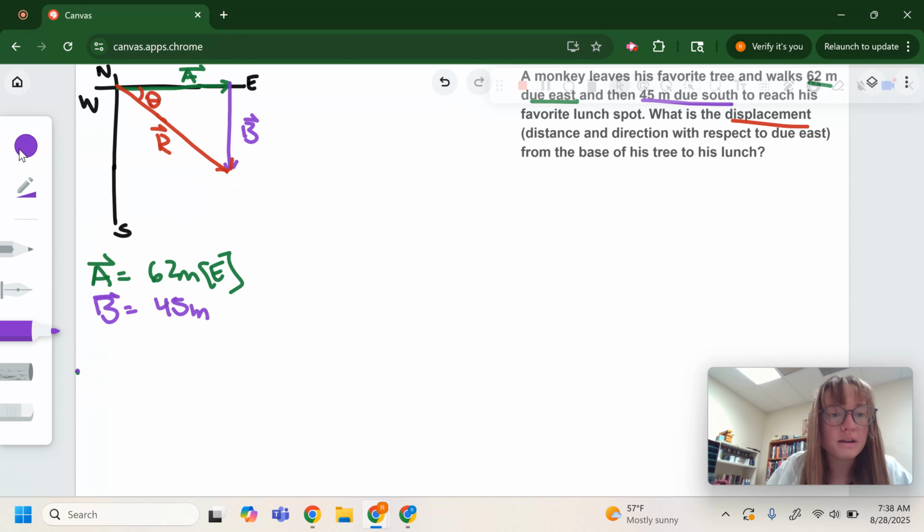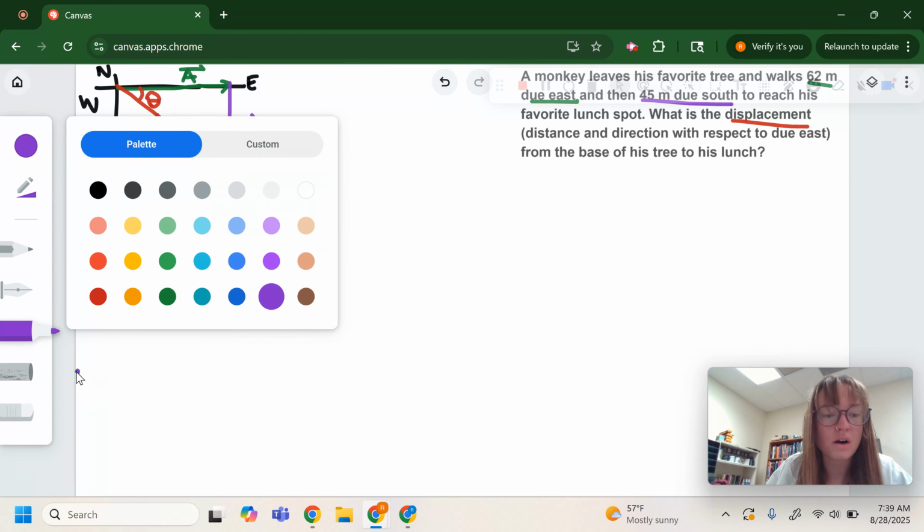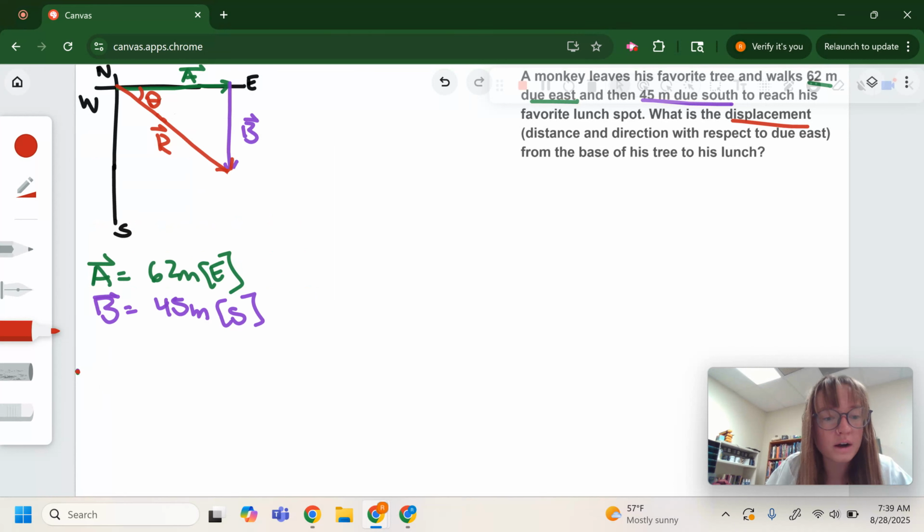Then what we are looking for is vector R. And to find vector R, we're going to need to find both the magnitude of R and also the angle of R.